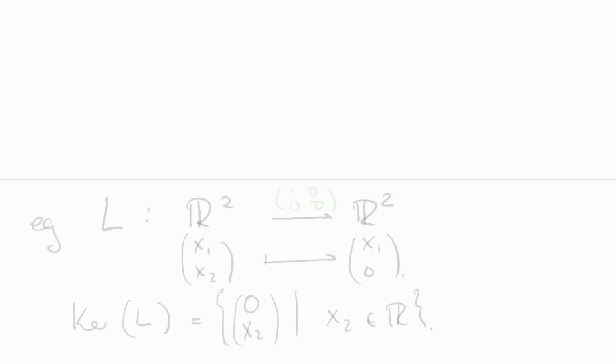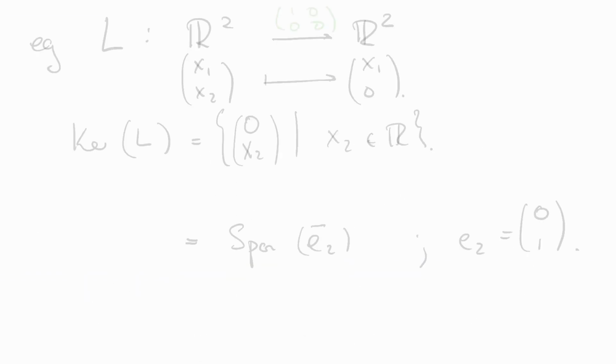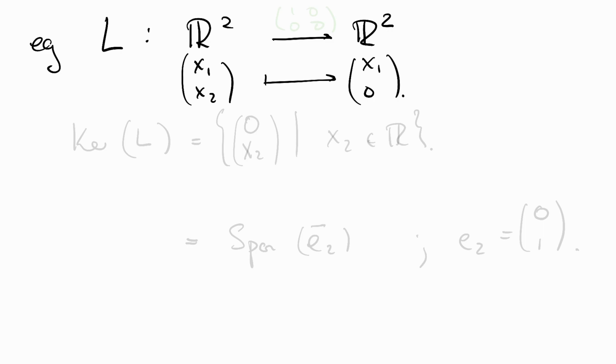Let's do an example. Example, say L is a linear transformation from R2 to R2 that sends a vector x1, x2 to x1, 0. This will be represented by a matrix. This matrix looks like so.